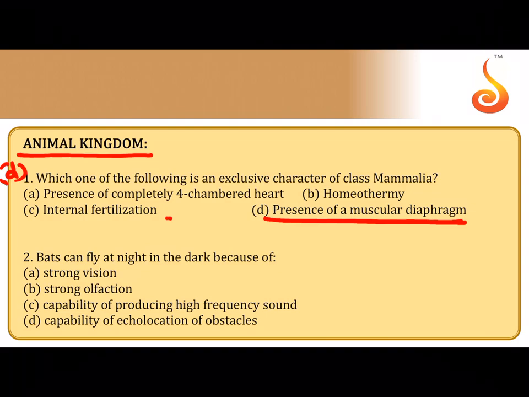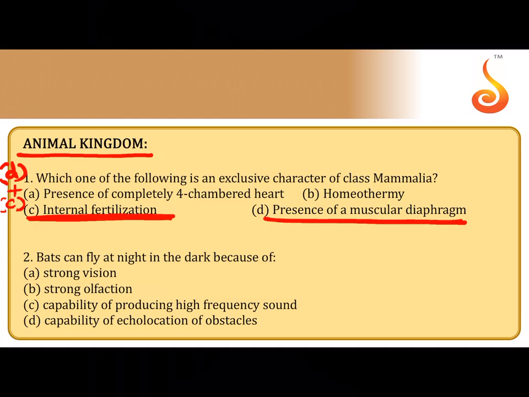However, they have also mentioned another important thing over here, internal fertilization. So in my opinion, there is not a single mammal which exhibits external fertilization. All mammals exhibit internal fertilization. So we can say it is both option D and option C. Okay. Exclusive character of class Mammalia. You can include both option C and option D in this.